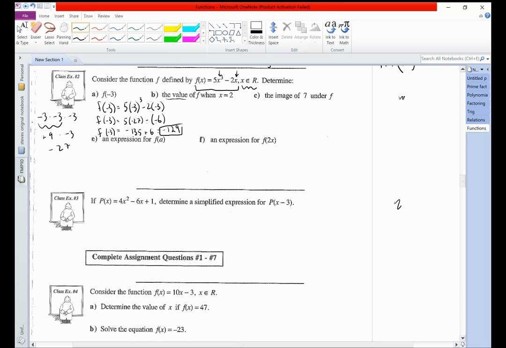I won't do this one, but the value of f when x is equal to 2 is the same as find f of 2. We're not going to do anything with the image of 7 under f. This is the mapping, and we're just not going to do that.